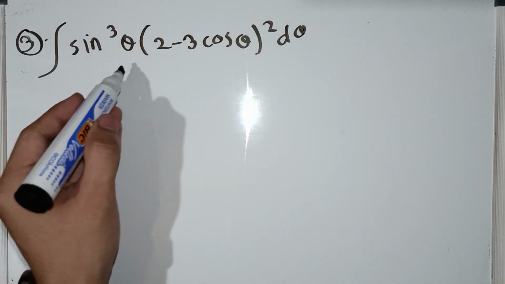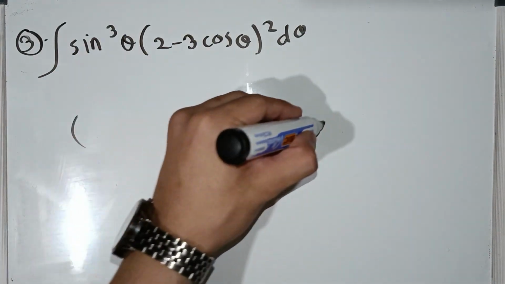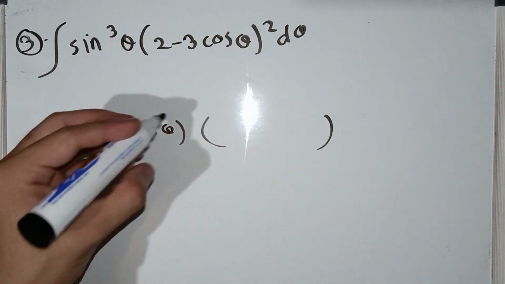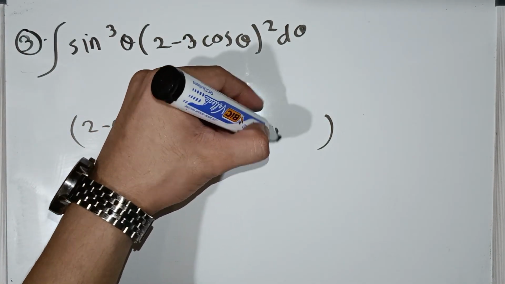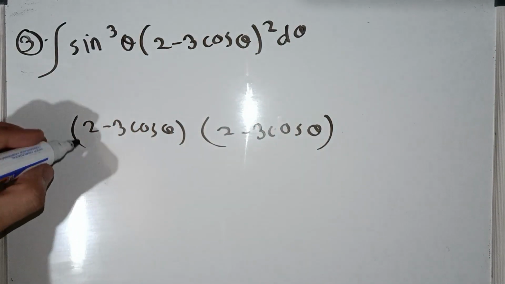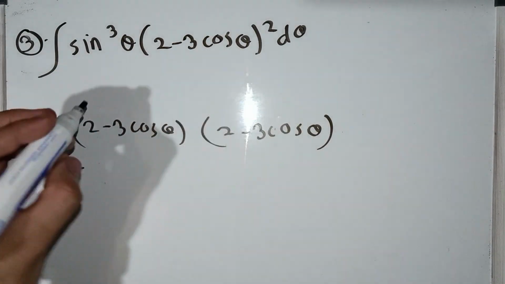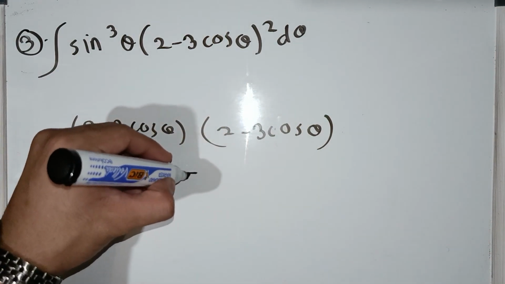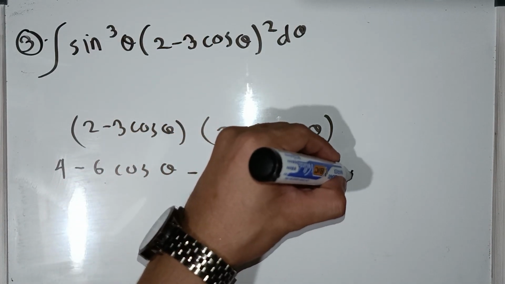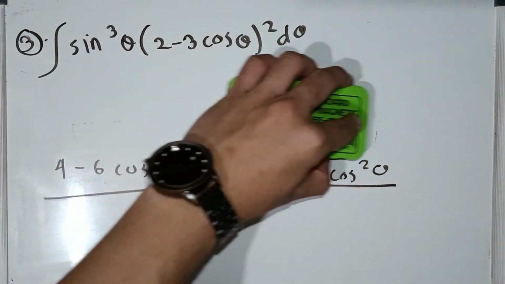Since we have the squared here, let's use the FOIL method. So that gives us 2 minus 3 cosine theta multiplied by 2 minus 3 cosine theta. Multiplying this, 2 times 2 is equal to 4, and 2 times negative 3 cosine theta is equal to negative 6 cosine theta, minus 6 cosine theta, and negative 3 and negative 3, so plus 9 cosine squared theta. And that gives us this answer. So let's erase this one.